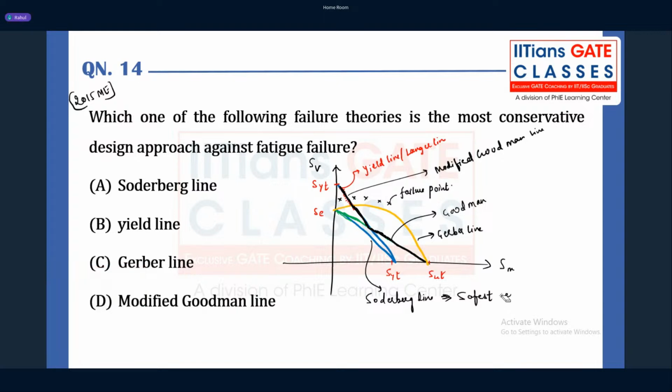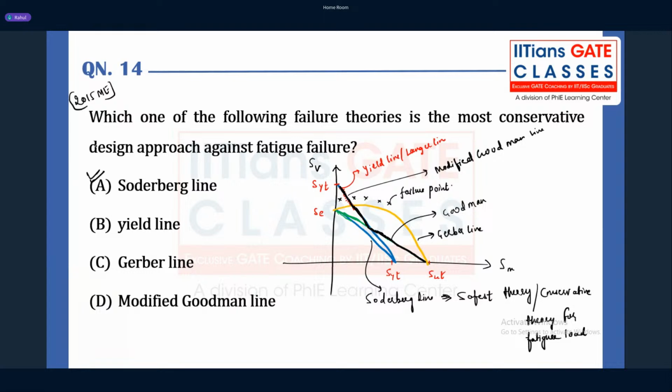No, safest theory for fluctuating load, or conservative theory for fatigue load. Then what should be the correct answer, guys? The correct answer must be Soderberg.